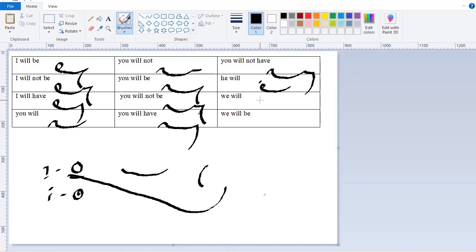Next, we will. So we have we, which is represented by your W and E, and then your L. We will. Next, we will be. We, and then will, and then be. Okay? So, that is all for the will phrases. Now, let's move on to our would phrases.